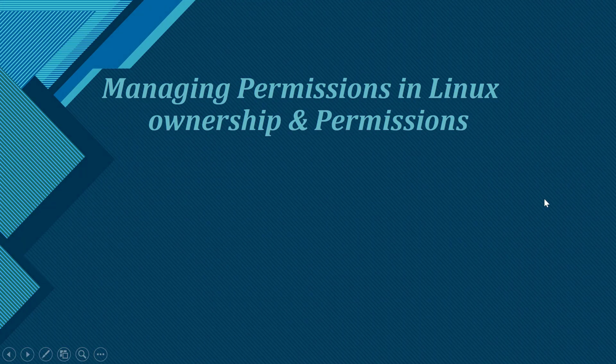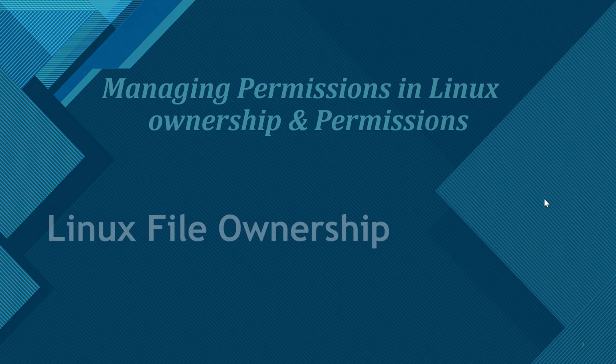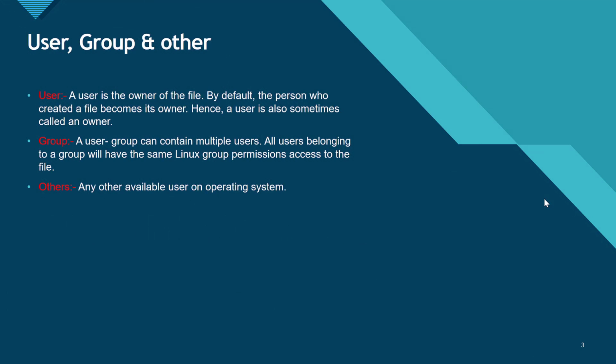Before going to the permissions and ownership, we should understand users. What is user, what is group, and what is other. The user is the owner of the file who creates it. By default, the person who creates the file automatically becomes its owner. Hence the user is also sometimes called the owner.